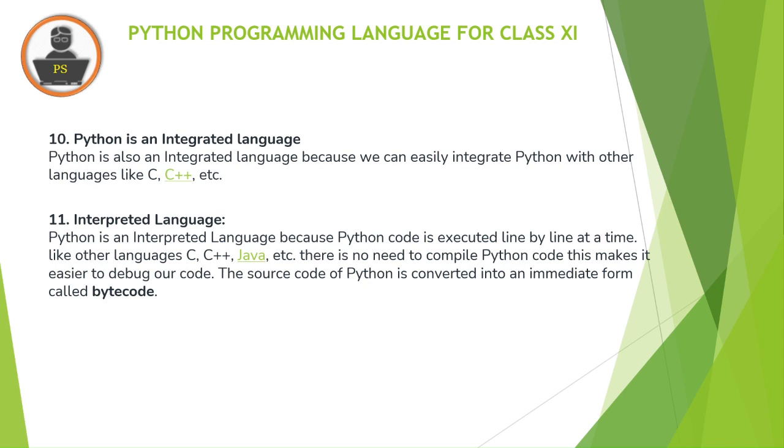Interpreted language. Python is an interpreted language because Python code is executed line by line at a time. Like other languages C, C++, Java, etc., there is no need to compile Python. This makes it easier to debug our code. The source code of Python is converted into an intermediate form called bytecode.